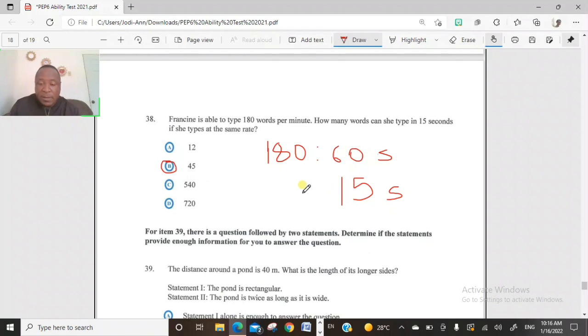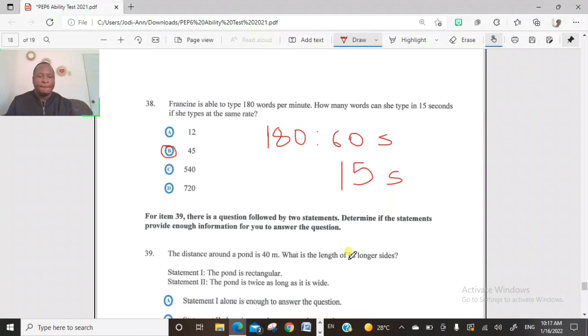Sorry, I can't work this out the way I'd want to because I'm using the mouse. But it's like the ratio 180 to 60 seconds. What took you from 180 to 60? You divide by 3. Now, what will get you from 15 seconds to the amount of words? Just multiply 15 by 3, the opposite of division. So you get 45.